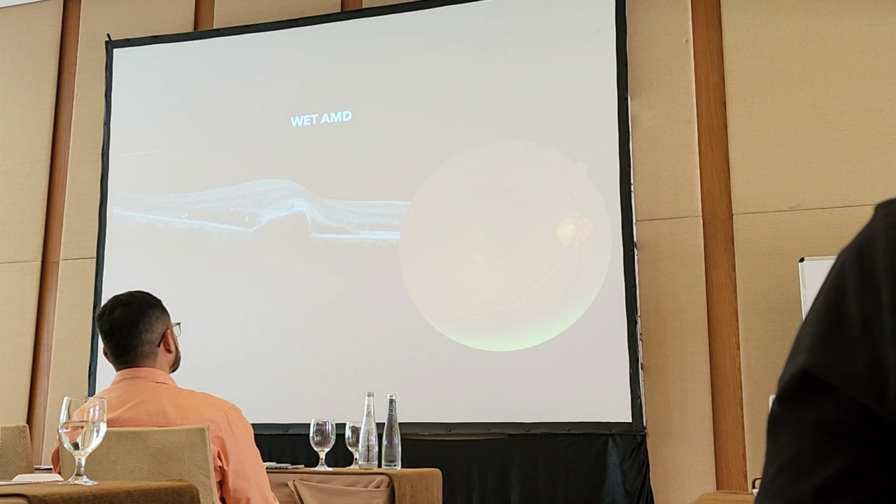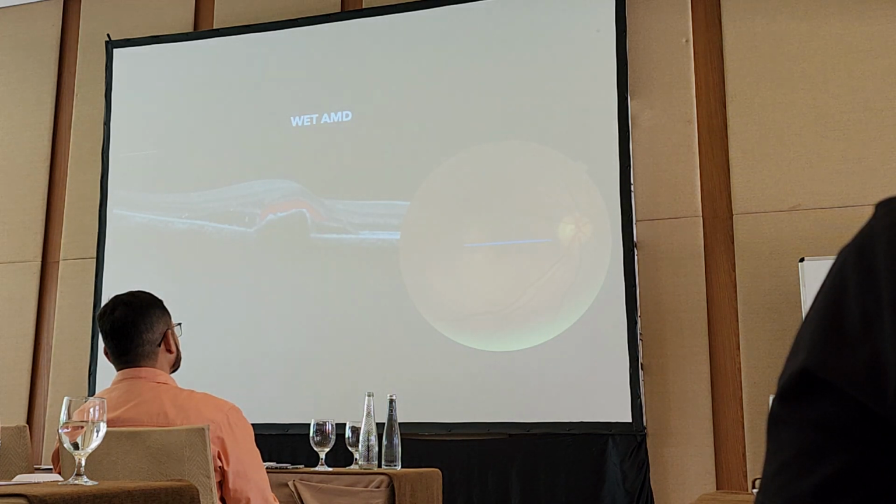Okay, this is another patient with AMD. We can see a subretinal fluid, subretinal hemorrhage, and also a PED.